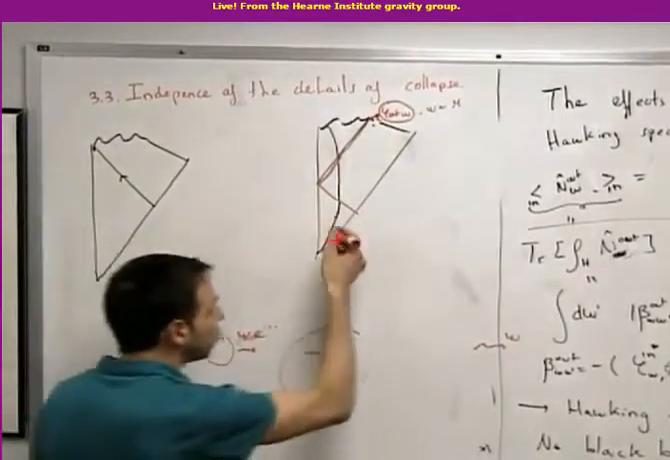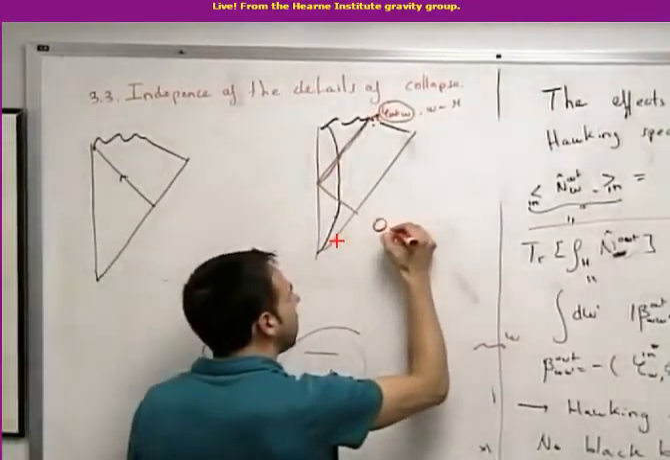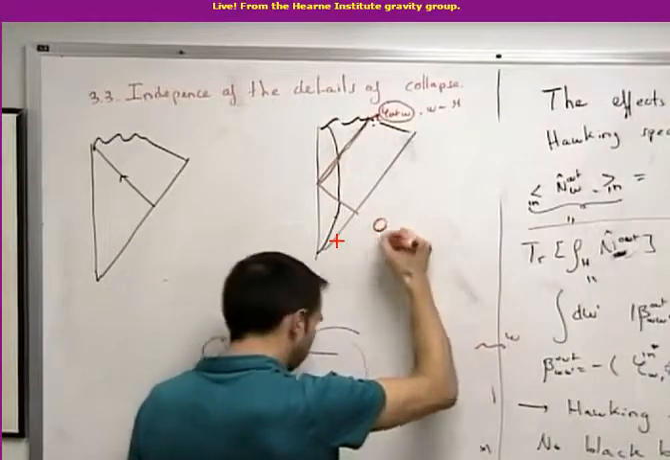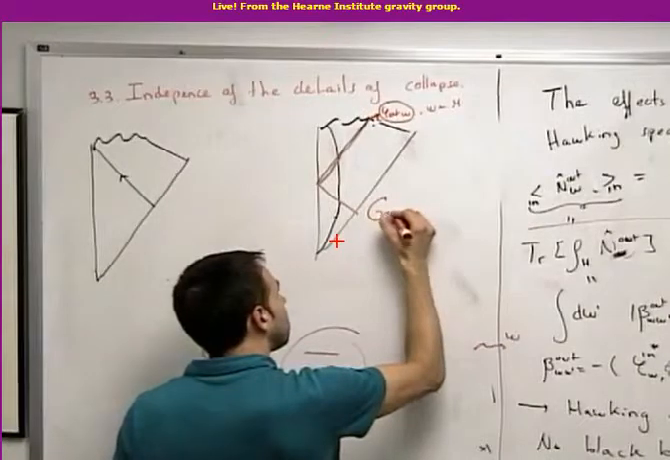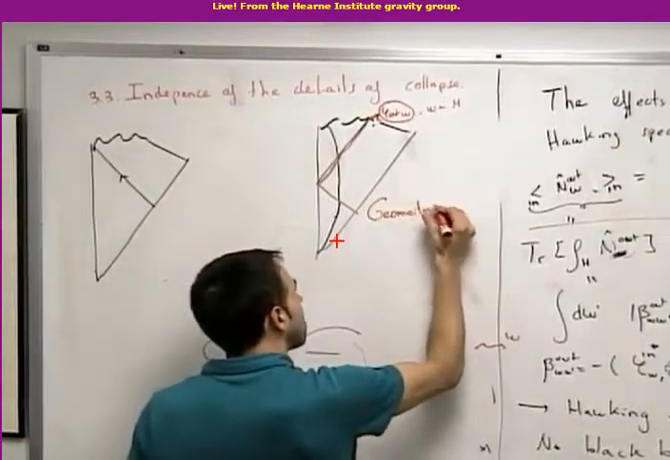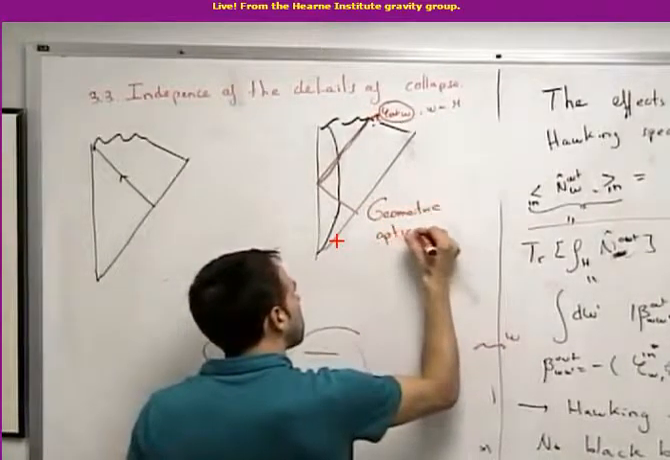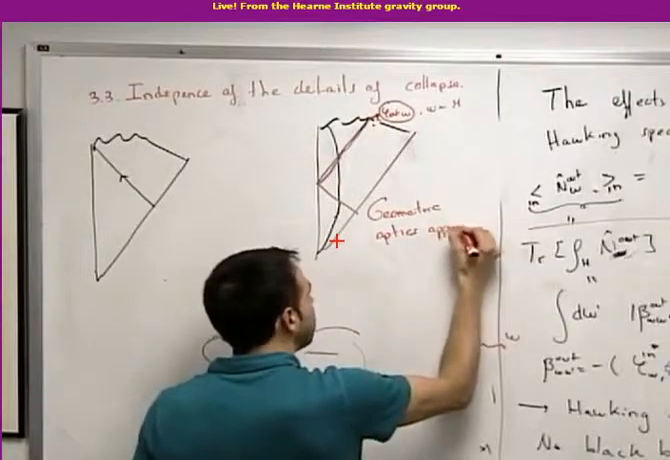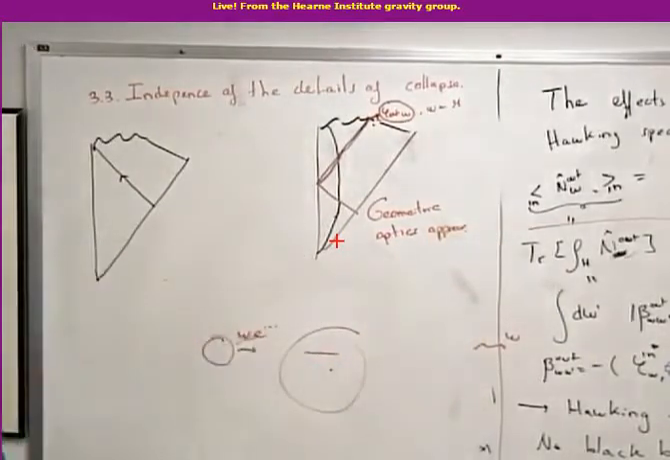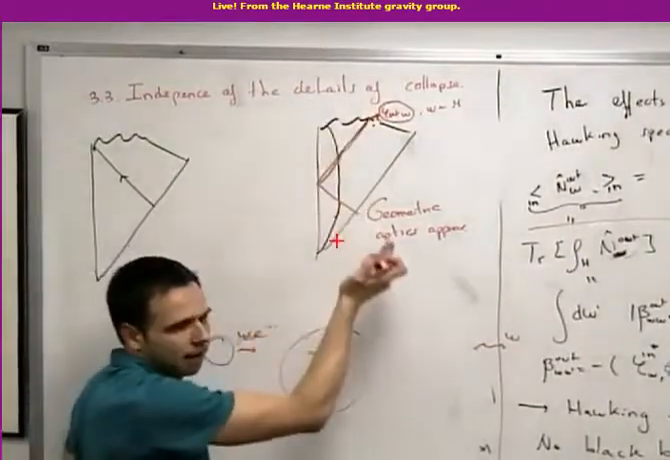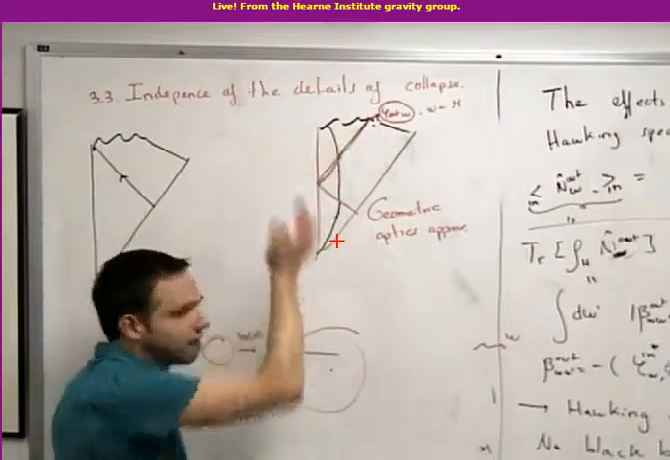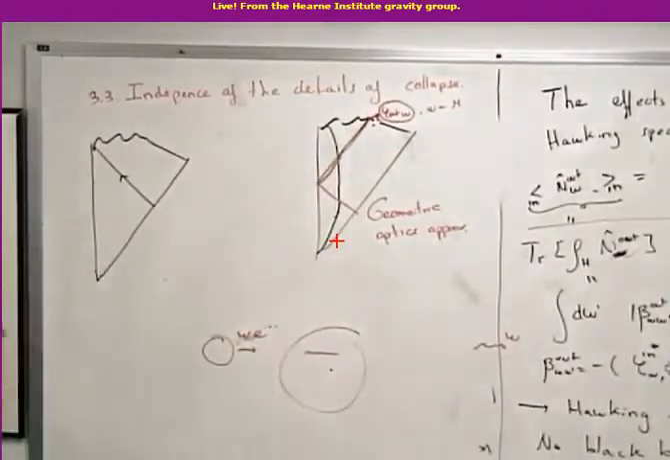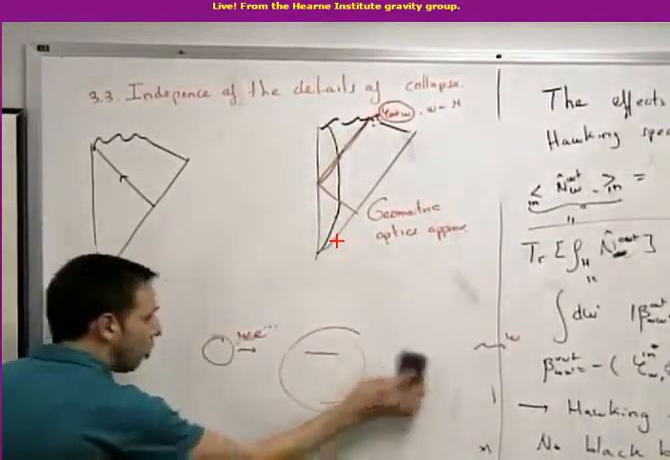So Hawking used what he calls the geometric optics approximation, which means just that when you have waves with arbitrarily large frequency, they behave as a kind of particle, and the propagation is insensitive to the details of the star. So this is what Hawking did.